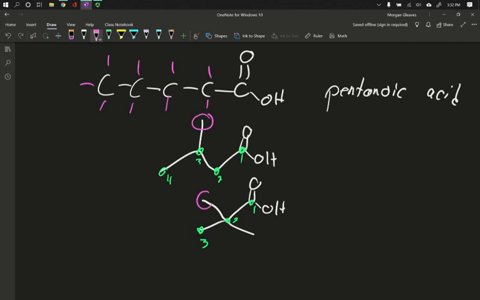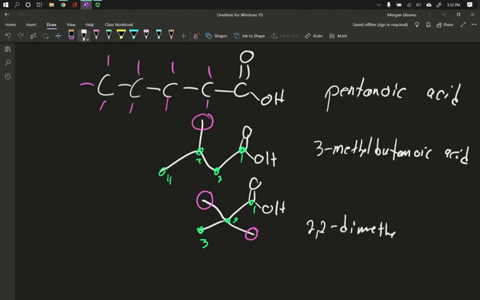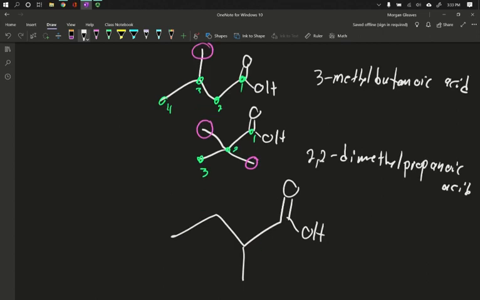So here's a methyl, there's some methyls. We've got a 3-methyl butanoic acid. And over here we have a 2,2-dimethyl propanoic acid. All right, name that one real quick.